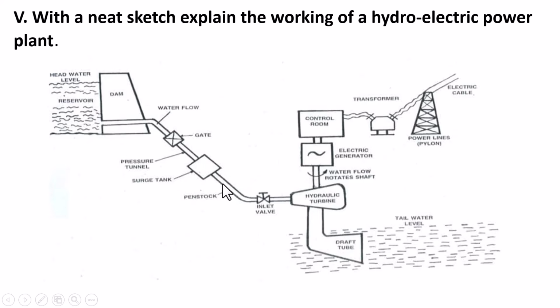The large diameter pipeline is called the penstock, and there will be a gate valve for supplying the water, and there is an inlet valve before the hydraulic turbine to maintain the flow of water to the turbine. So, due to the closing of the inlet valve, there will be a sudden rise in the pressure in the penstock that may cause the water hammer effect and may burst the pipe. To prevent this, a surge tank is provided in the penstock.